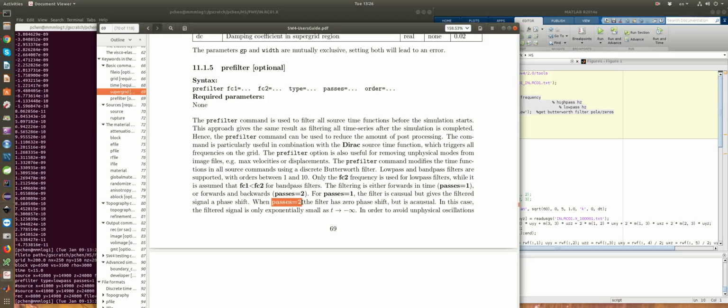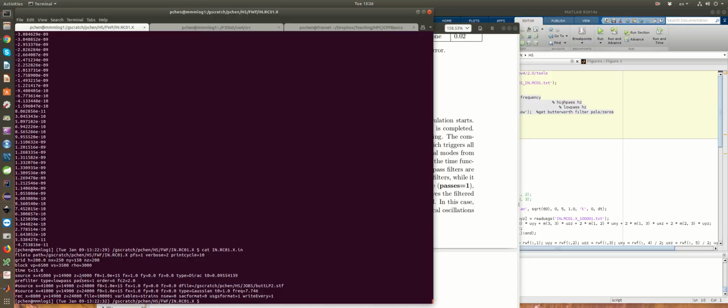Another choice is to use passes equals 2. It means that it's going to do a forward filter, and then a backward filter, which means it's going to reverse the time of the filtered waveform and then do another forward filter, and then reverse the time again. Right? So that's equivalent to that. How it's implemented depends upon how the code is written, but passes equals 2 is going to give you a zero phase shift. The filter doesn't introduce any phase, but the filter is going to be acausal. So here I'm just using passes equals 1.